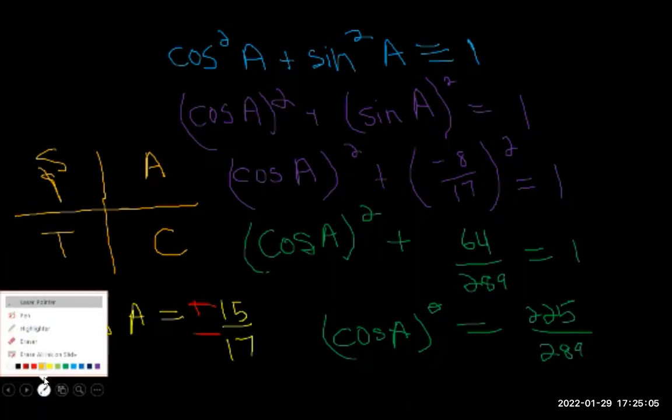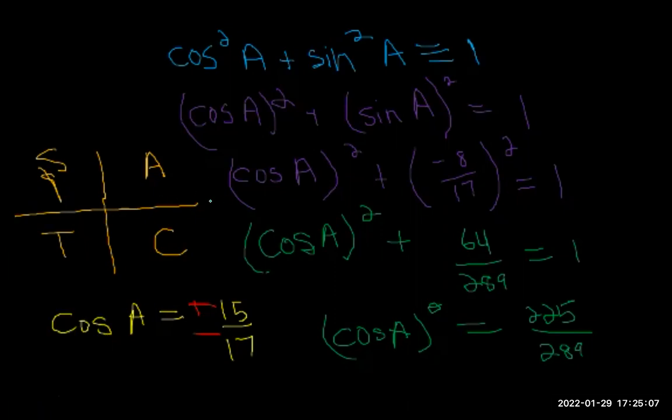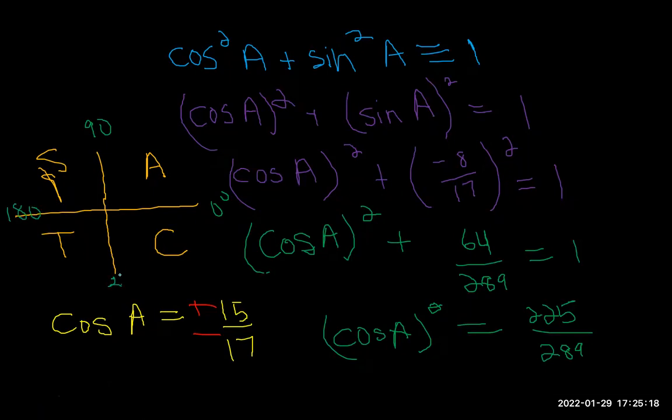So let me just label this. This is 0 degrees, this is 90, 180, 270, and then we'll come all the way back up to 360. They told me A is greater than 180 but less than 270.